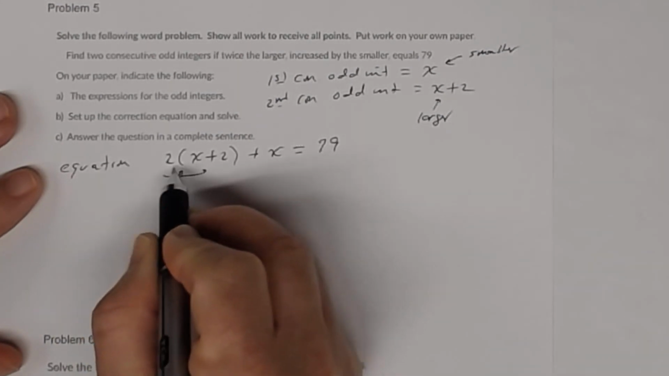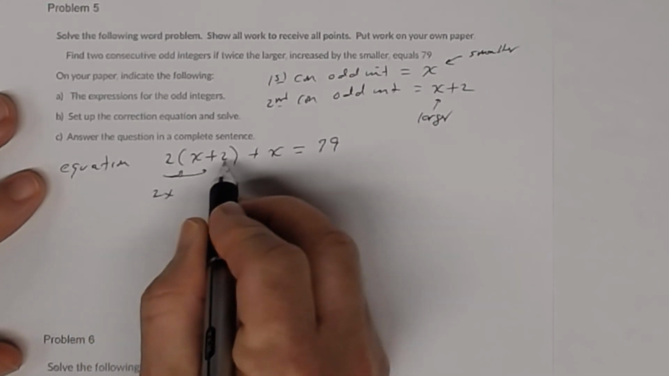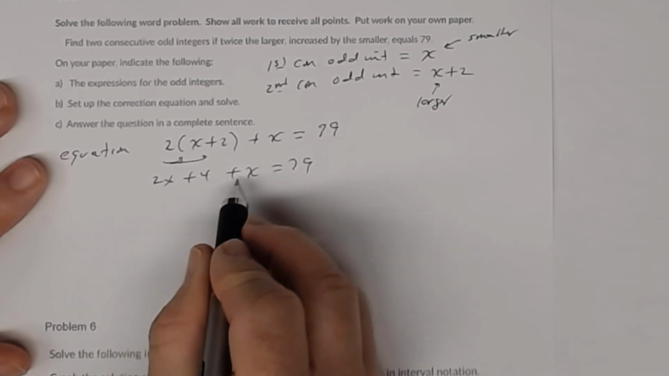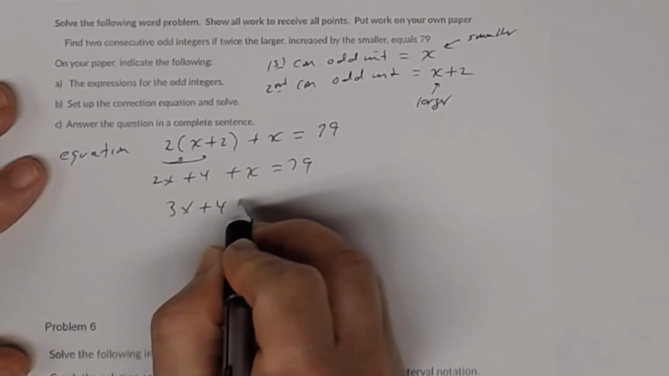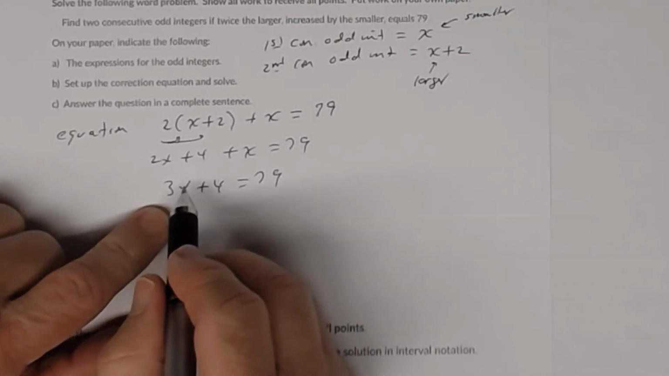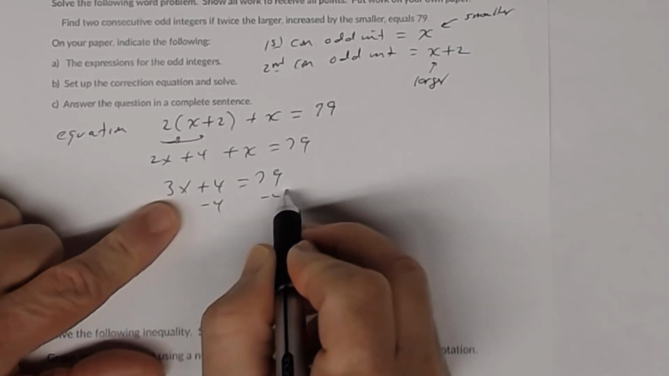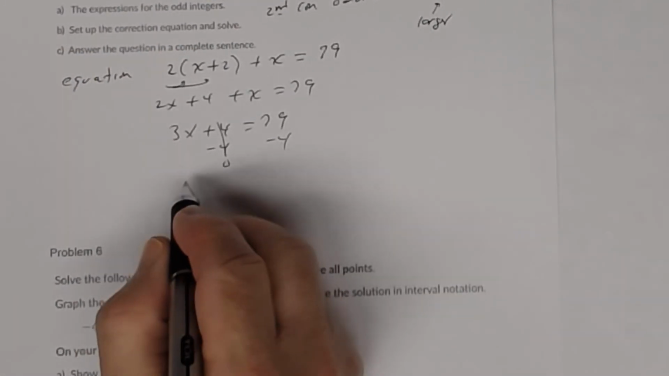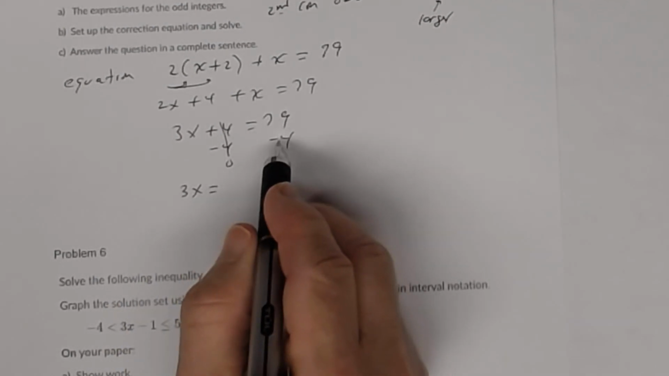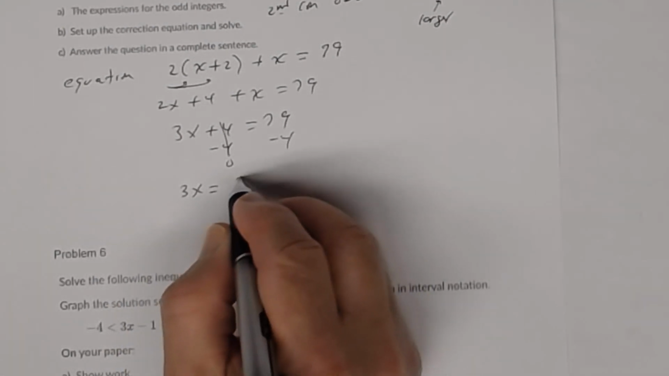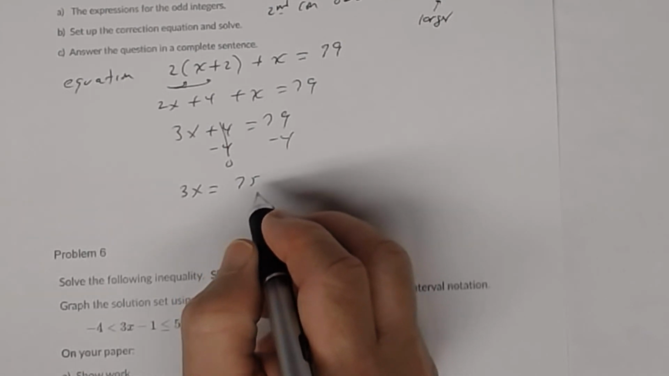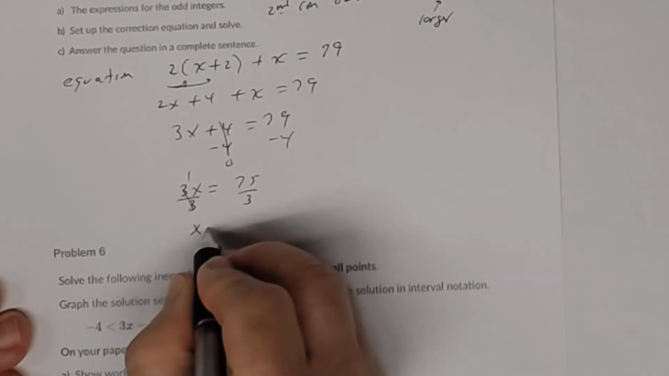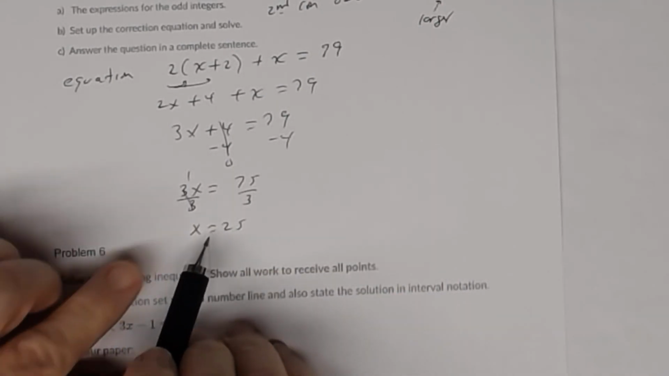So we're going to distribute. I get 2 times x is 2x, 2 times 2 is 4, plus x equals 79. Combine like terms: 2x plus x is 3x, so 3x plus 4 equals 79. To get the variable term by itself, we subtract 4 from both sides. I get 3x equals 79 minus 4, which is 75. Now we divide both sides by 3, and I get x to be 25.